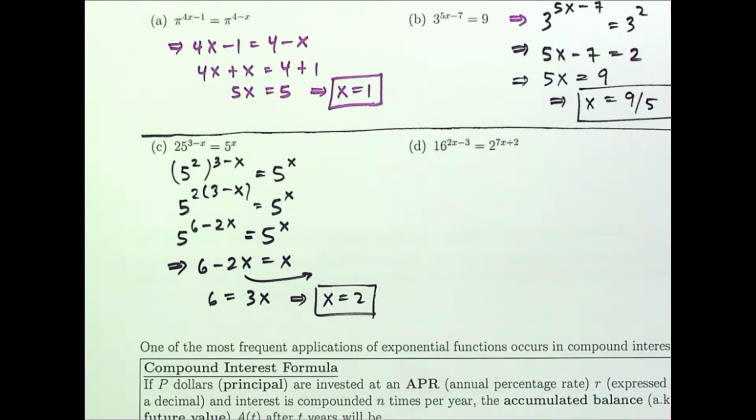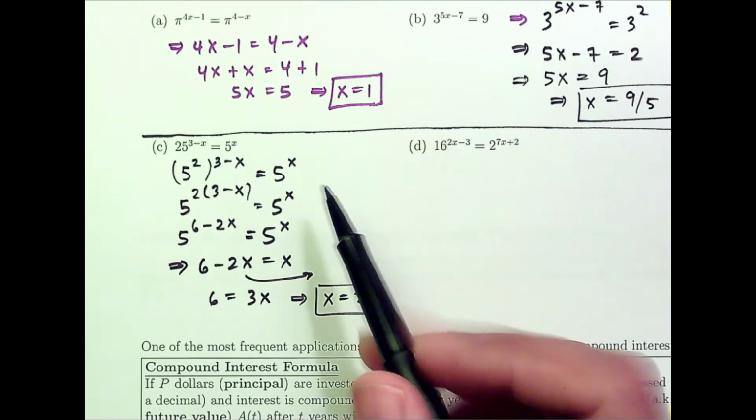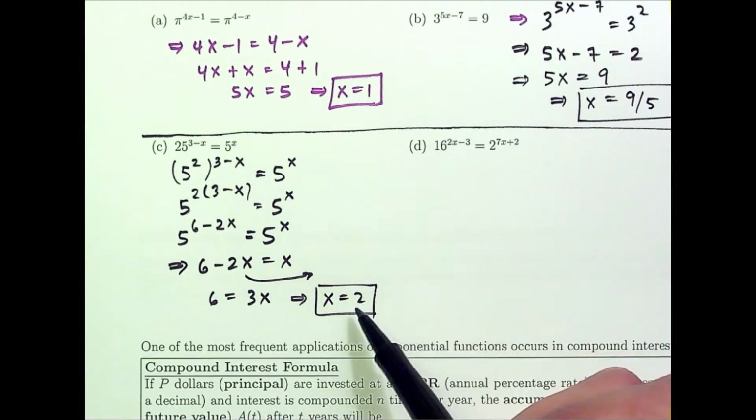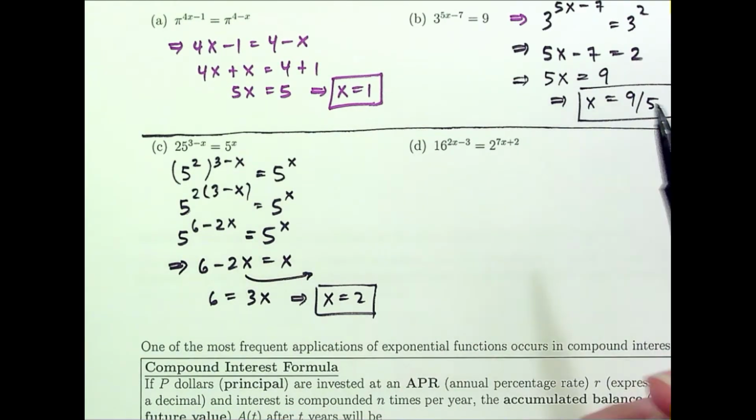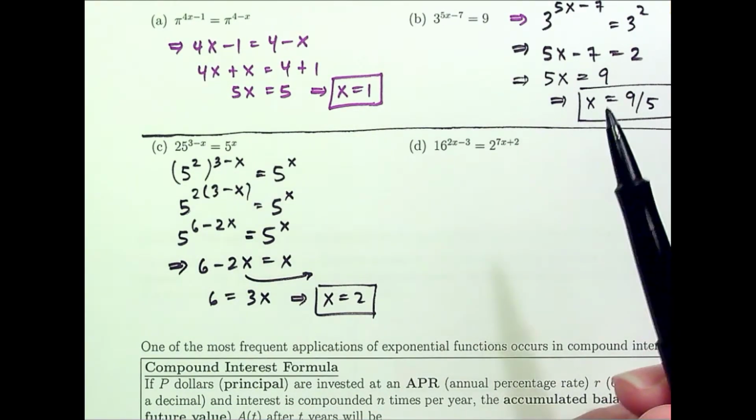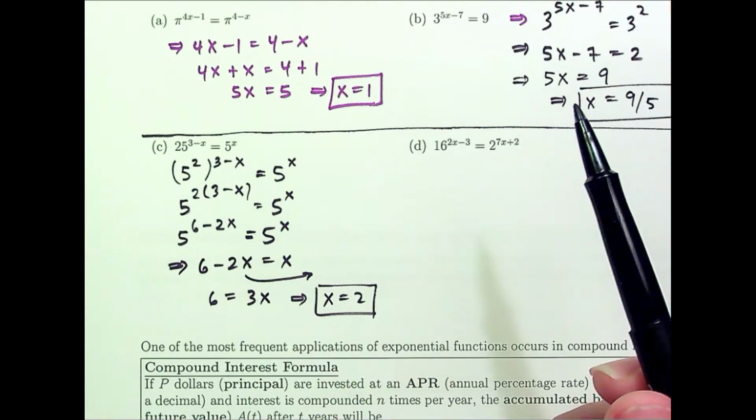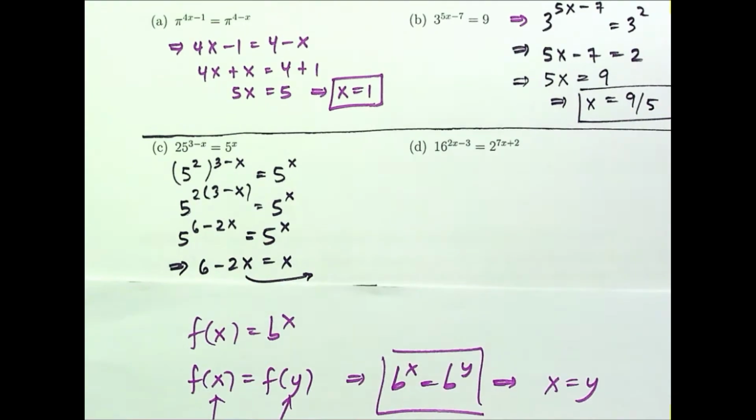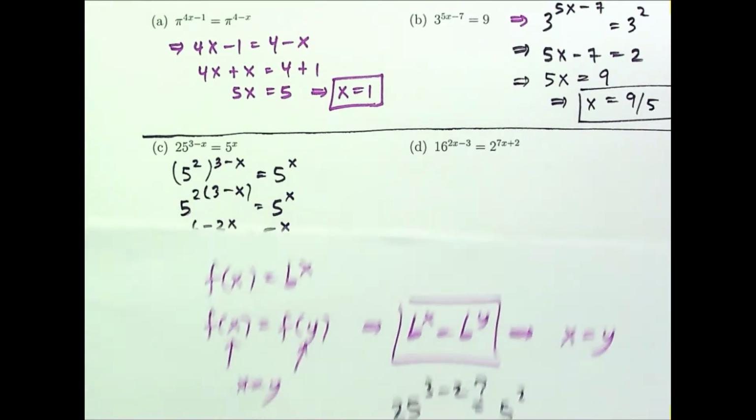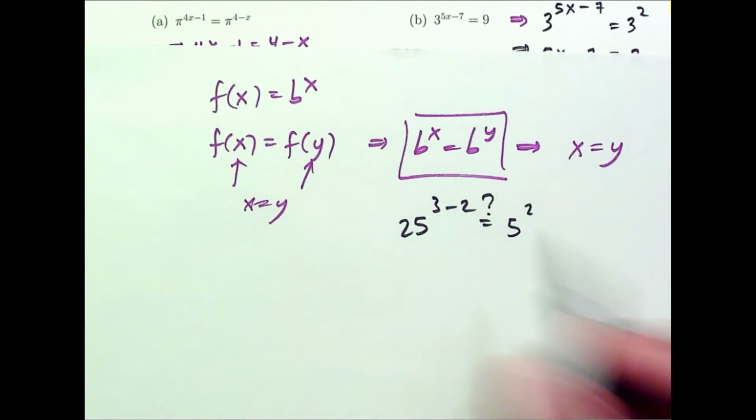Okay, of course, you could check. One way to check your work is to plug it back in there and see that you get something that is true. We're not going to be doing this with all of them. But for example, for this one, if you plug in 2 there, 25 to the 3 minus 2, is it equal to 5 squared?